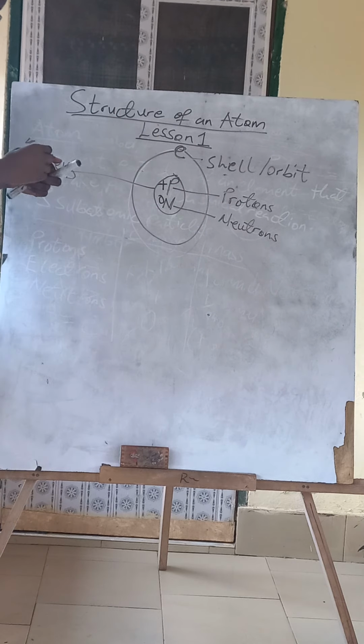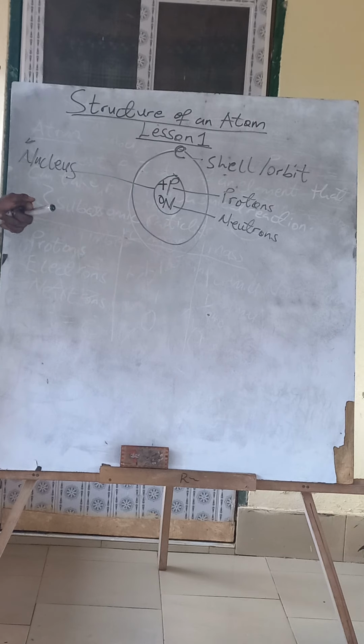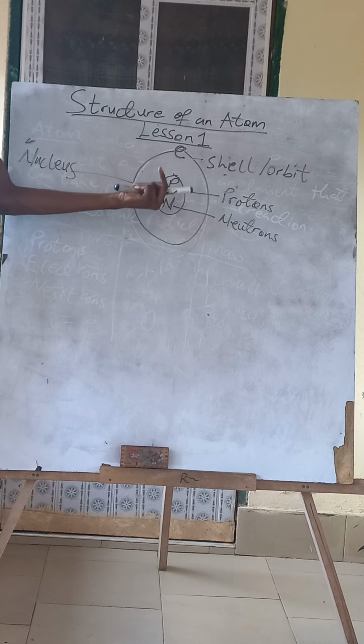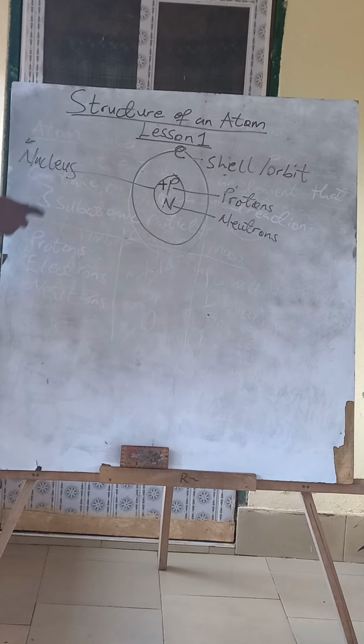This means that you can say the nucleus of an atom is positive. The nucleus of an atom is positively charged because the nucleus consists of protons and neutrons. Protons are positively charged and the neutrons have no charge. So you can conclude that the nucleus of every atom is positively charged.